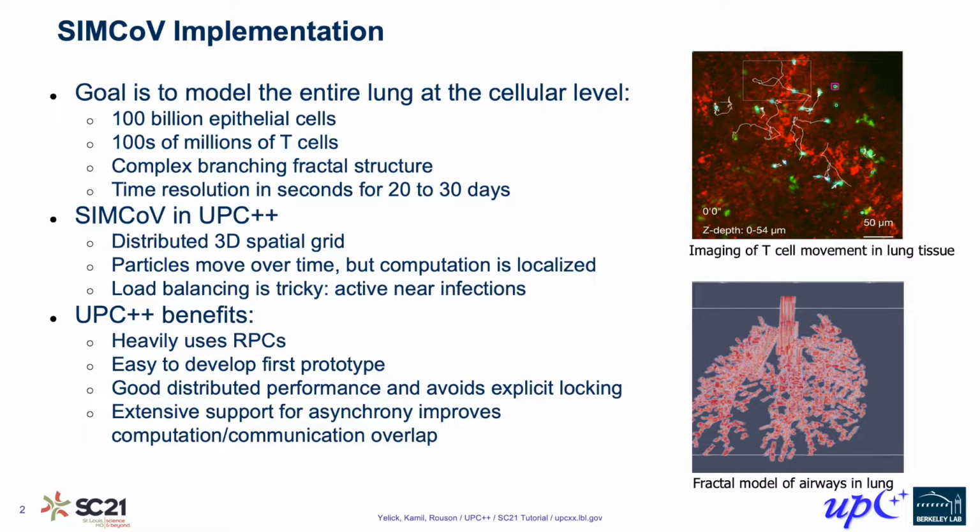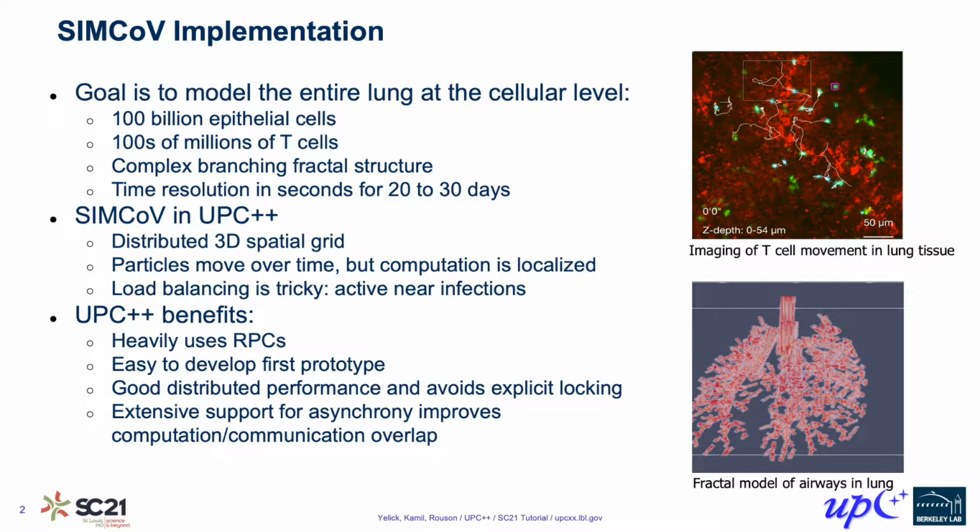The load balancing is very tricky because of the movement of the particles. There's a lot of activity near an infection if the infection just starts in a particular part of the lung and then spreads out. The infection locations can spread and move over time, and new areas can erupt, which greatly complicates the load balancing requirements.